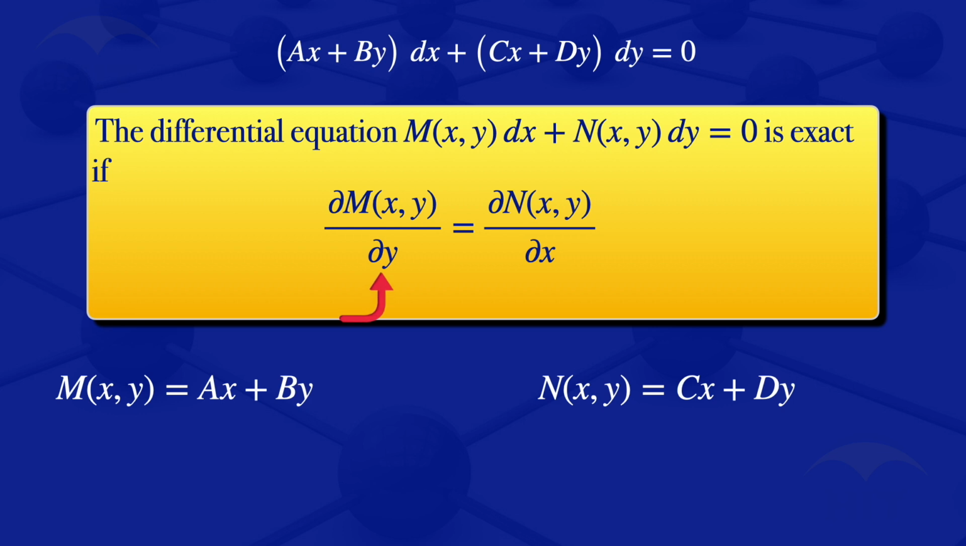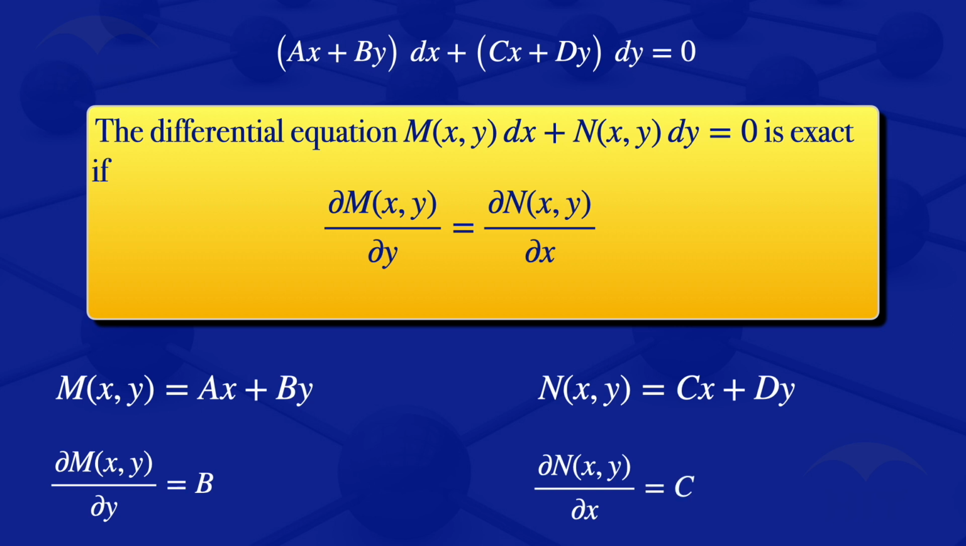I will now evaluate the partial derivative of M with respect to y. We are looking at ax + by, differentiating it with respect to y, treating x as if it's a constant. The result is that the partial derivative of M with respect to y is b. Now I move on to evaluating the partial derivative of N with respect to x. We are looking at cx + dy, differentiated with respect to x, treating y as if it's a constant. So the partial derivative of N with respect to x is c.